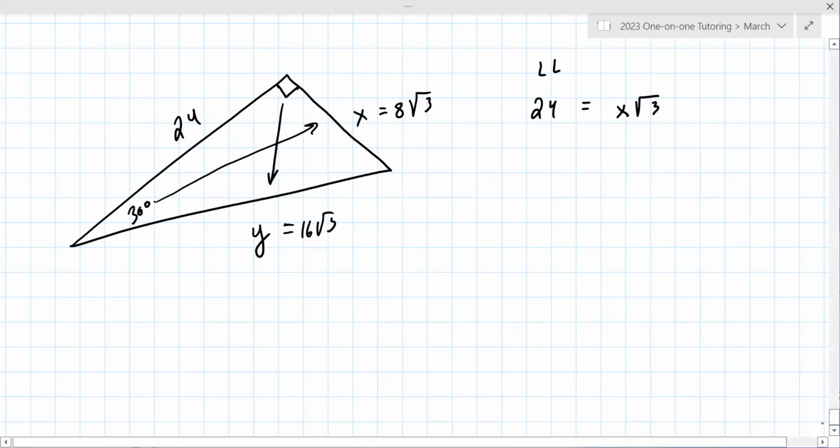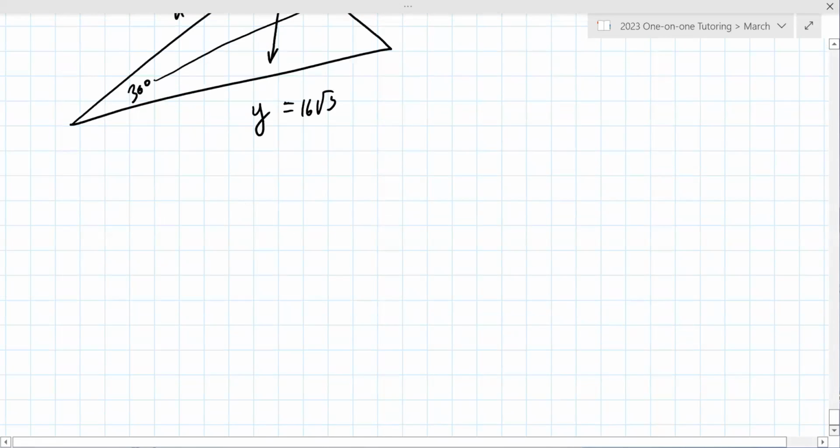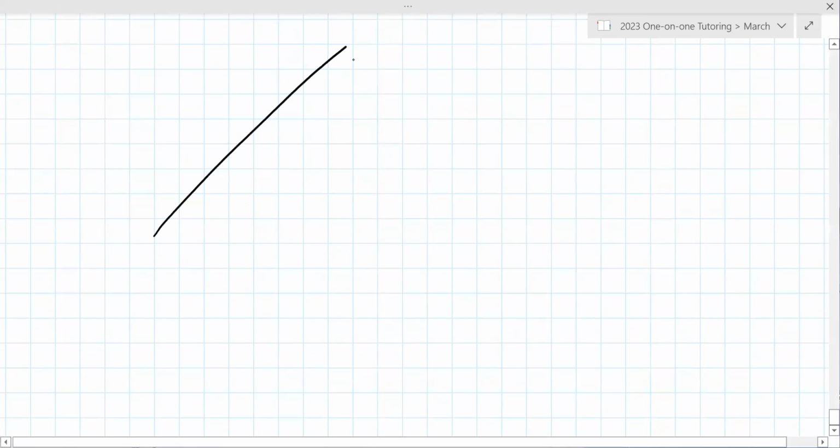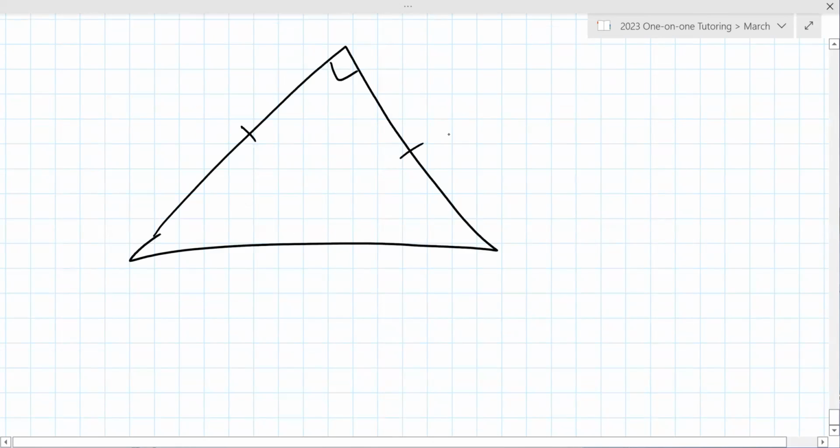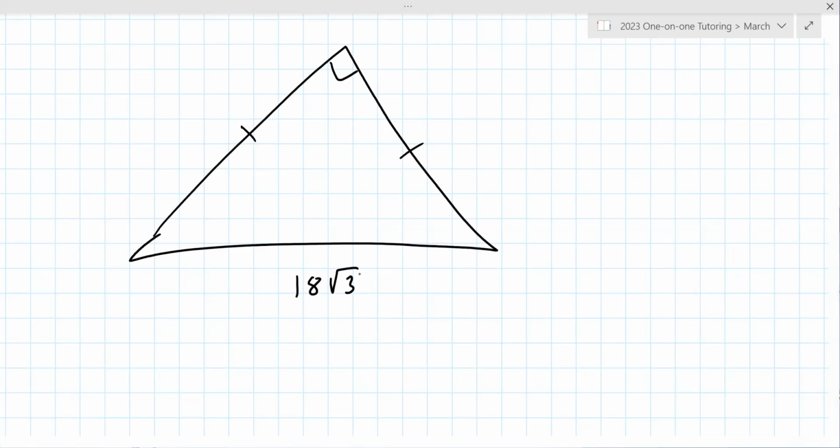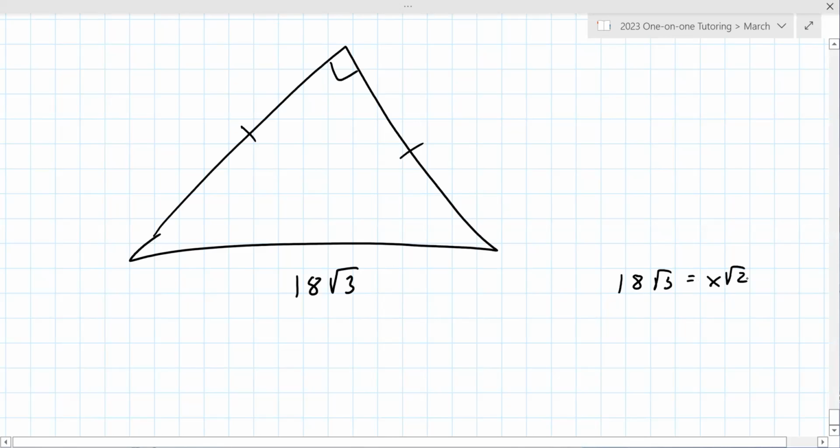Do you want another problem? Sure. All right, let's do it. This is a 45-45-90. I'll tell you that this is 18 square root of 3. This one's a little bit tougher. So am I giving you the long leg, short leg, or the hypotenuse? The hypotenuse. So this one you set equal to x square root 2. We've not done this before. You have to divide both sides by the square root of 2, which maybe is a little bit awkward because 3 doesn't go into 2.